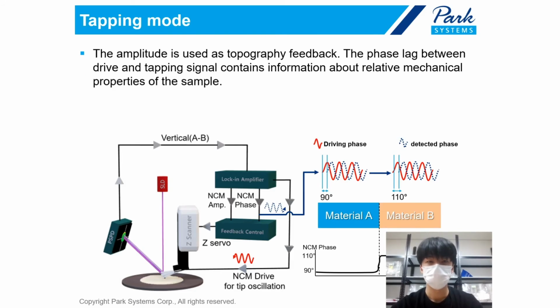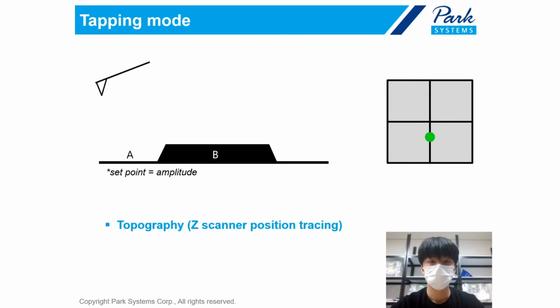Also, tapping mode can measure the relative mechanical properties of the sample. The phase lag between the drive signal and the tapping signal contains information about the relative mechanical properties when we use tapping mode. In tapping mode measurement, the basic theories are totally the same as non-contact mode. But the one difference is that the tip makes intermittent contact with the sample like this.